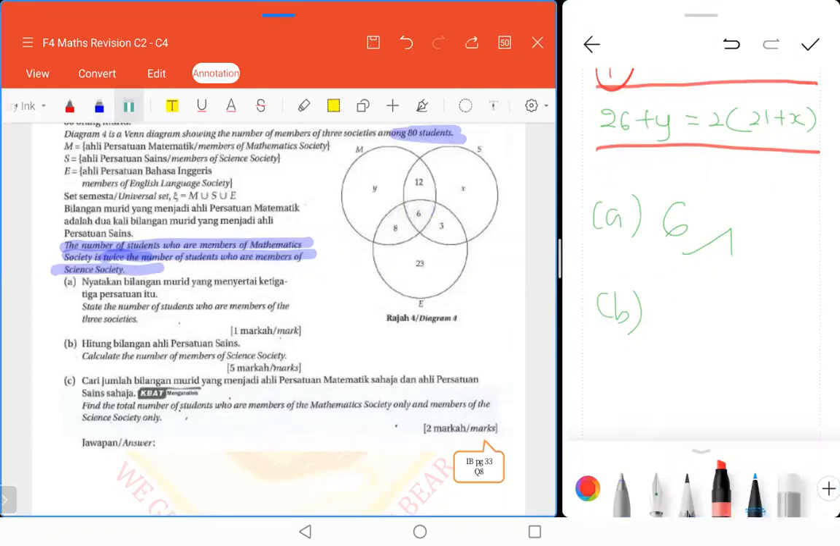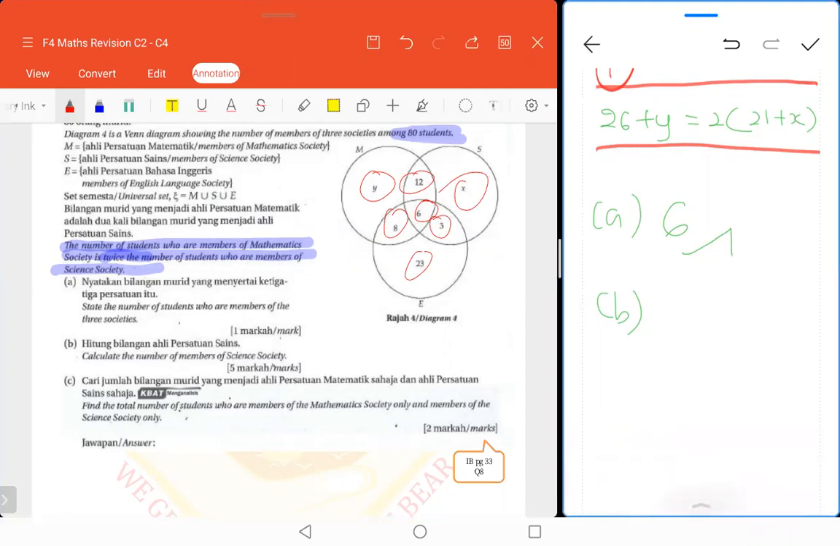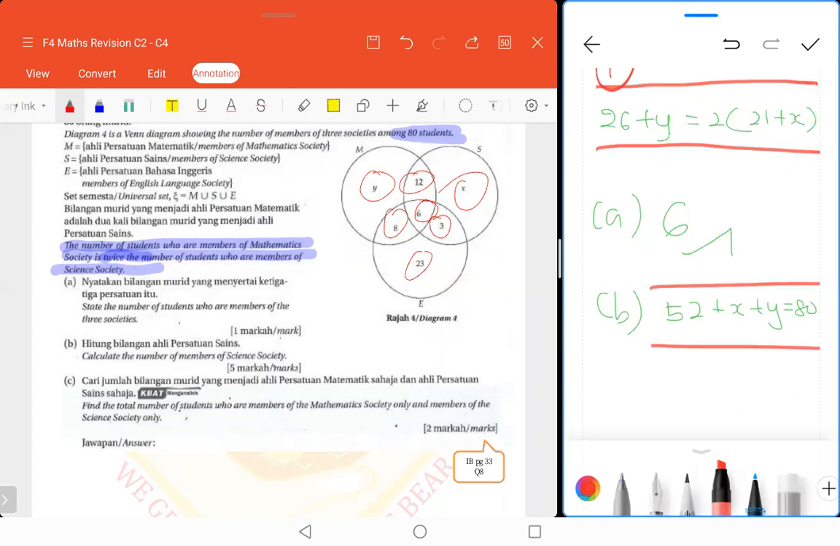So how? You add up all. Add all the numbers you see. 12 plus 6 plus 8 plus 3 plus 23. So you have 52 plus x plus y equal to 80. So now we can proceed to find x and y with these two equations. Okay, so just continue to solve it.